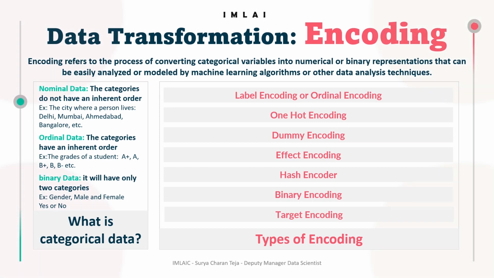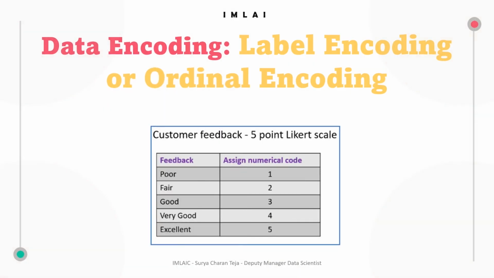Let's begin with label encoding or ordinal encoding. We use this categorical data encoding technique when the categorical feature is ordinal. In this case, retaining the order is important. Hence, the encoding should reflect the sequence.